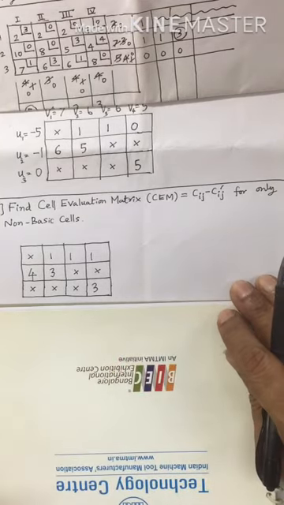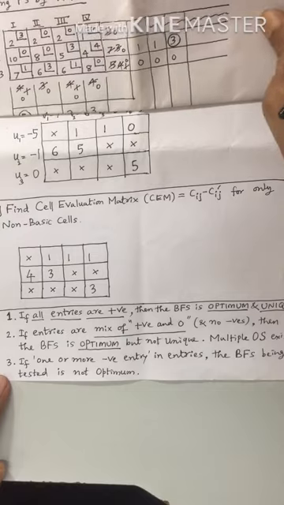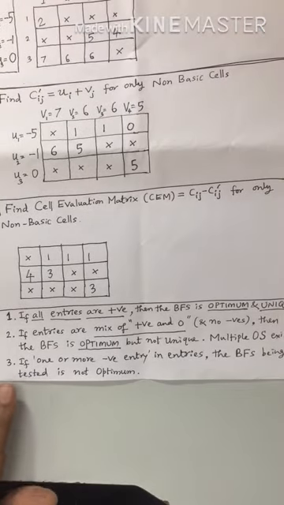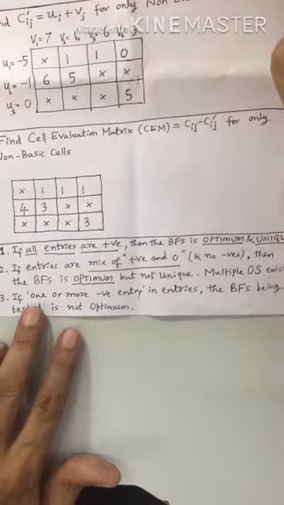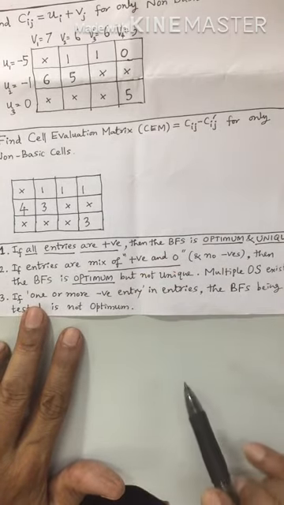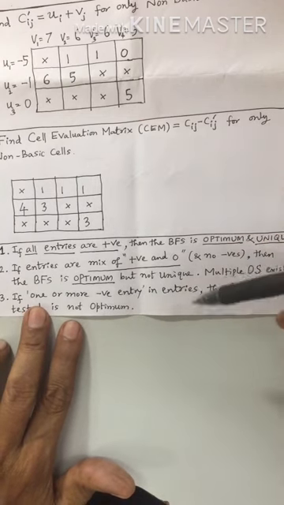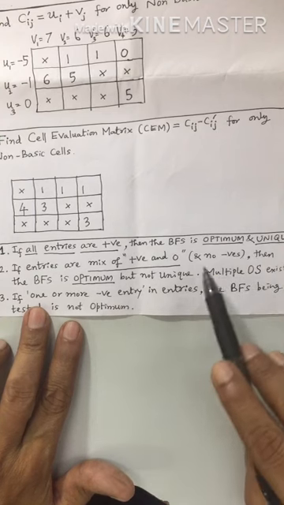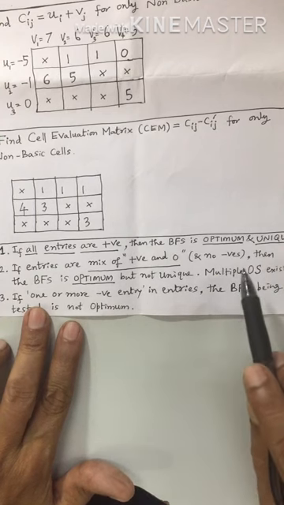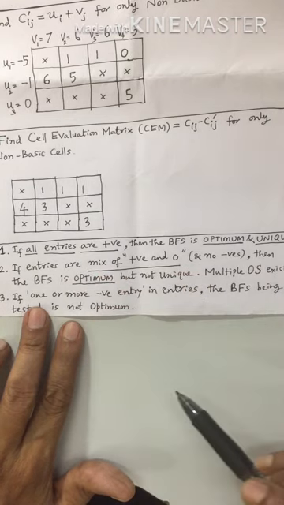So based on these entries, we can easily conclude. The conclusions are like this. If all entries are positive, as we see here in this problem, then the basic feasible solution, whatever plan we have made, is optimum. And it is not only optimum, it is unique because all of them are positive.